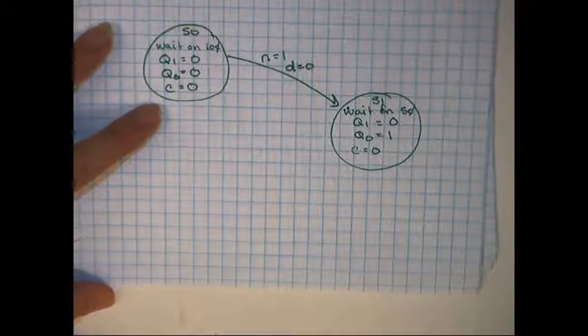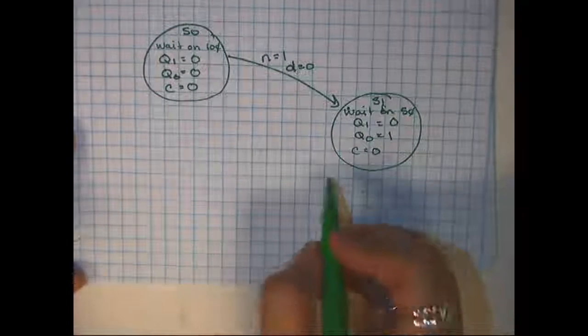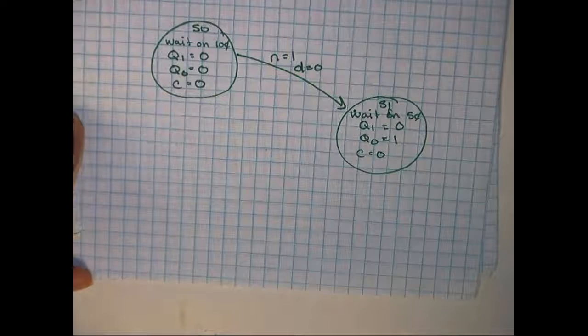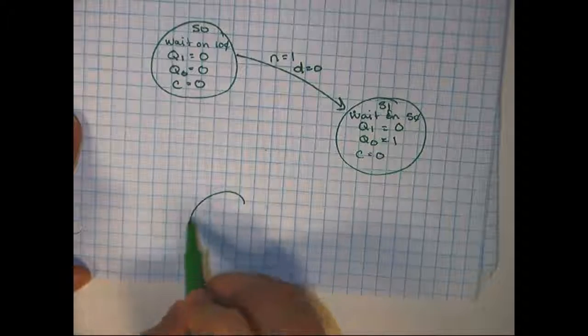Then let's start at state 1. What can happen at state 1? I could put in a nickel or I could put in a dime. And that's going to take us to state 2.